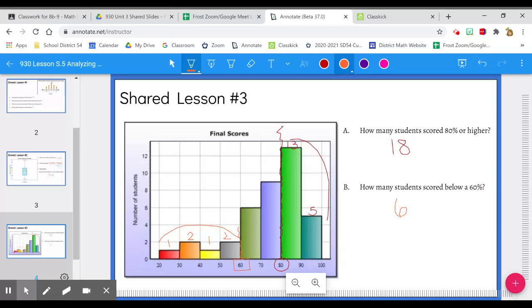So that's how you will take data from a histogram. That's what histograms are the best for, is figuring out the actual number of students in a certain range.